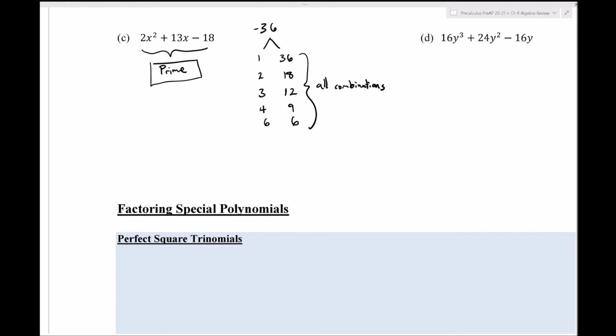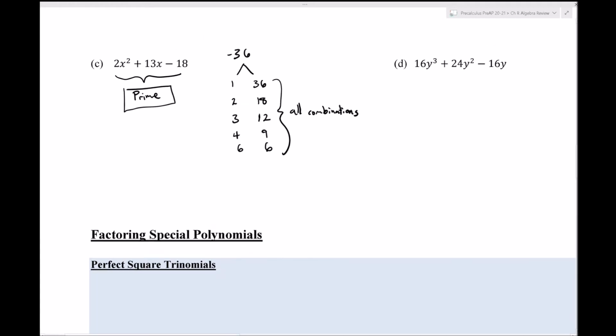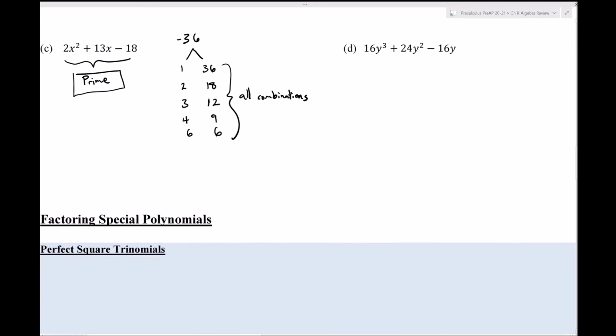And on the homework, I didn't actually check all of them. There might be 1 or 2 of them that are actually prime. So you'll have to know when that actually happens. We'll look at letter D.